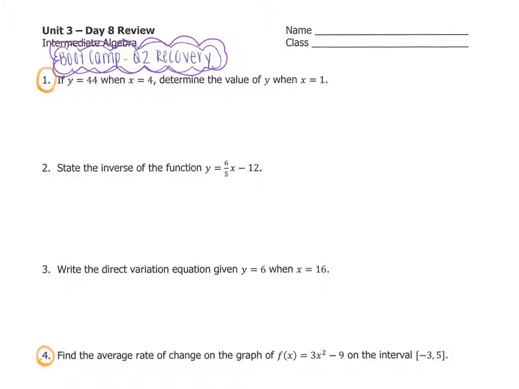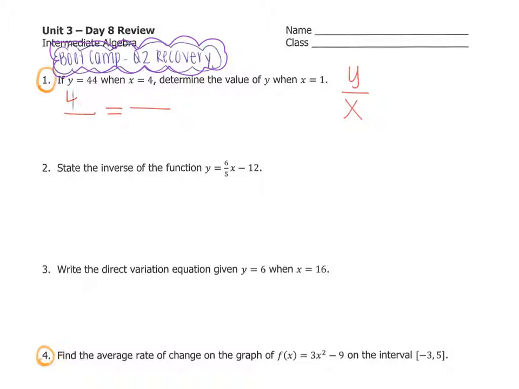So this first one says, if y equals 44 when x equals 4, determine the value of y when x equals 1. So this is a proportions question. And we always put y on top of x. Kind of like when we think about slope, we always do change y over change x. So as long as we continually do y over x, this unit should not be too bad as far as average rate of change goes, determining the equation of a direct variation, or a problem like this.